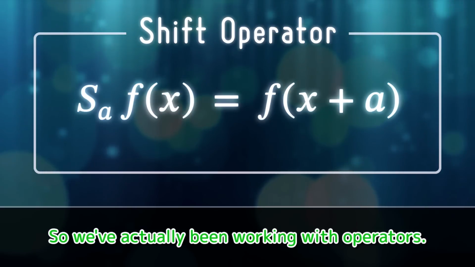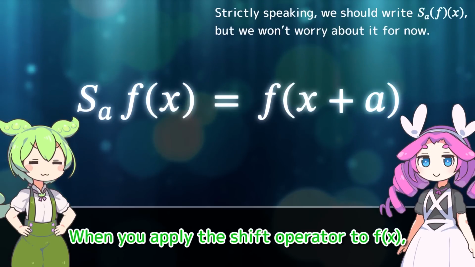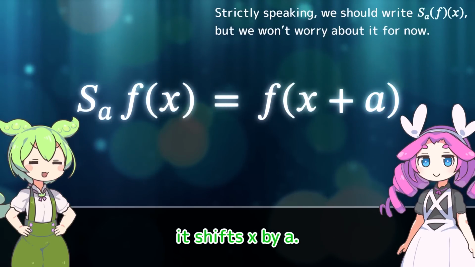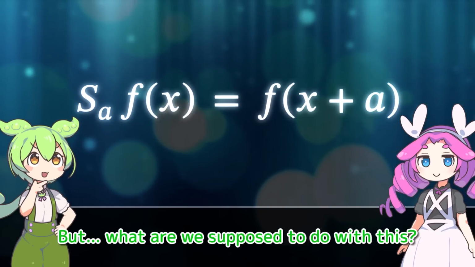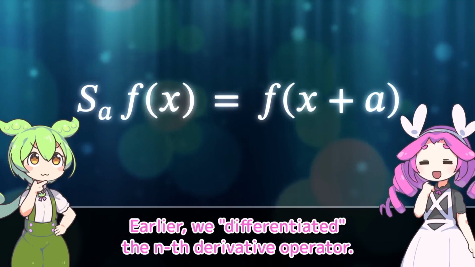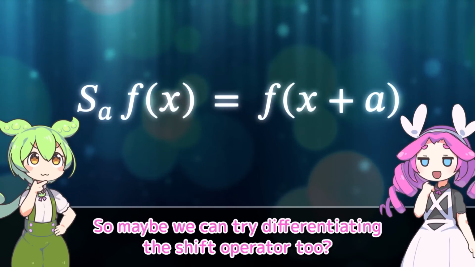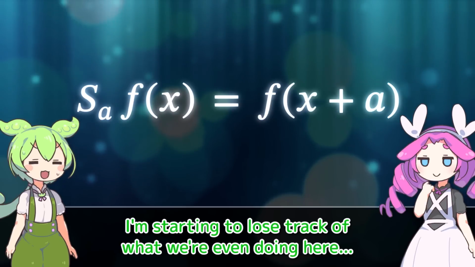I see. So we've actually been working with operators. When you apply the shift operator to f of x, it shifts x by a. Exactly. But what are we supposed to do with this? Earlier, we differentiated the nth derivative operator, so maybe we can try differentiating the shift operator, too. I'm starting to lose track of what we're even doing here.